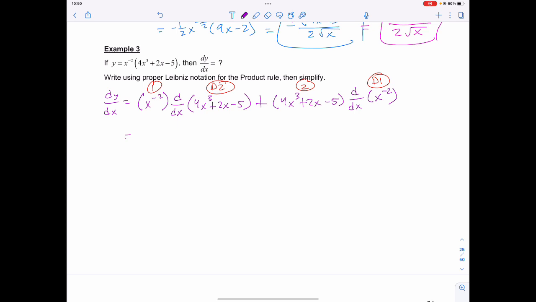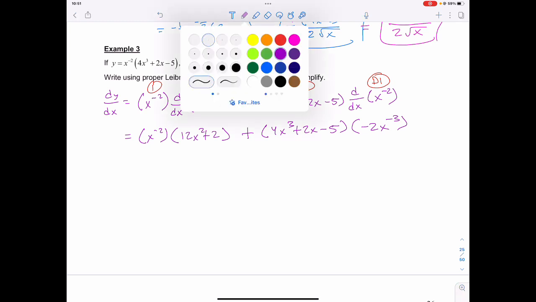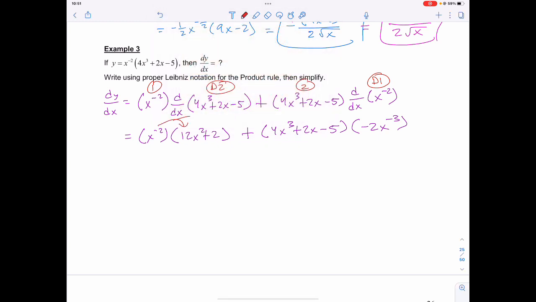Then we're going to take the derivatives. So I have x to the negative 2, and the derivative is going to give me 12x squared plus 2, plus 4x cubed plus 2x minus 5, and when we take the derivative, we get negative 2x to the negative 3. And at this point, we're literally just going to multiply them out. So we're going to expand this into here. We're going to expand this into all three terms in here.